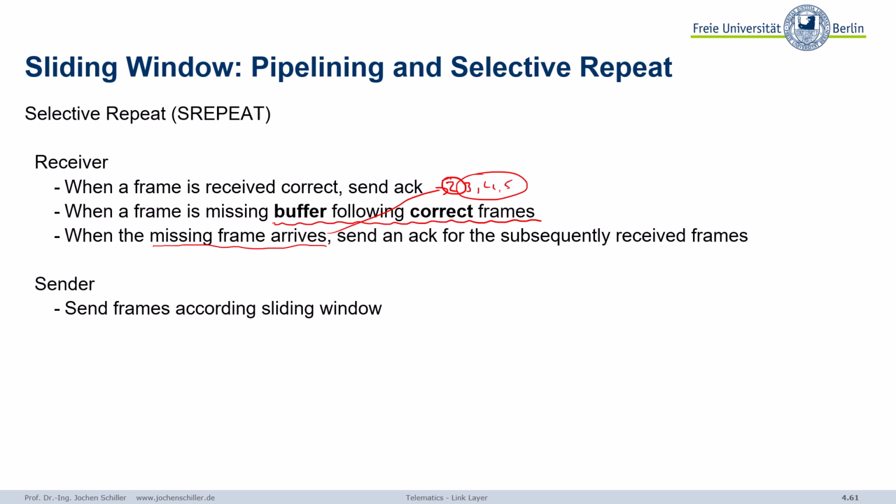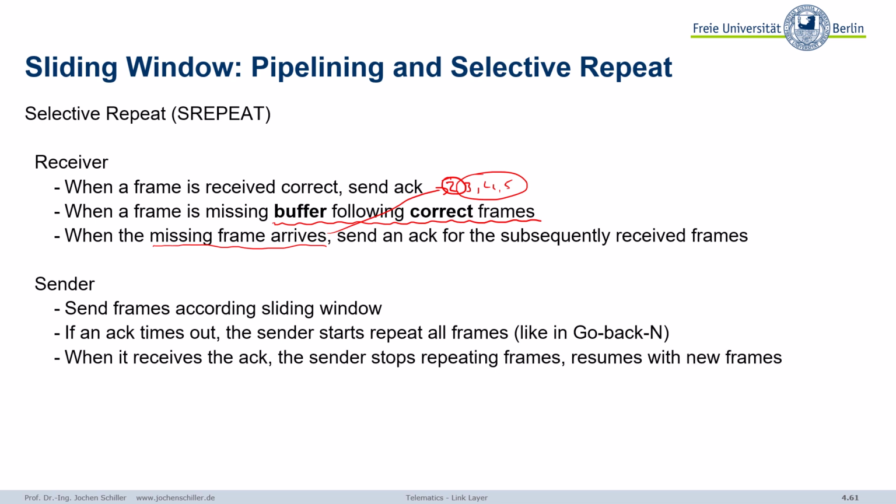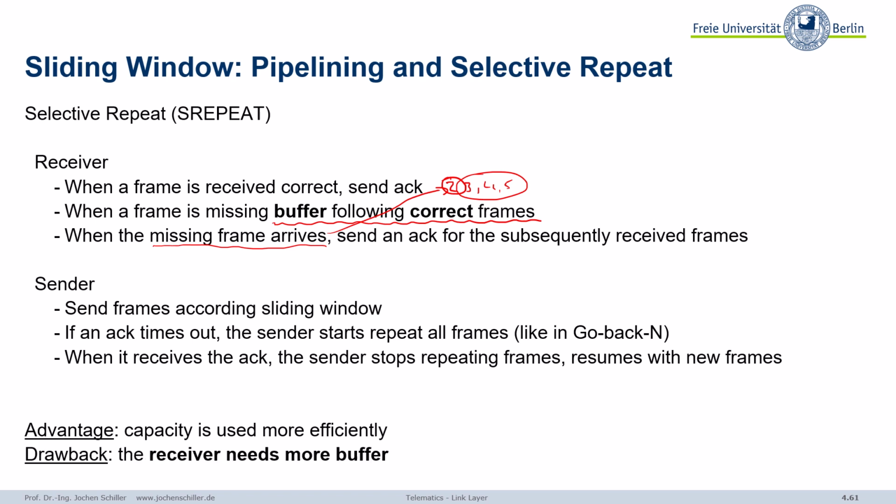And the sender uses our sliding window protocol. And in a very simple scheme, if you have an acknowledgement timeout, then you can repeat like go back N. But as soon as you receive the ACK, then you stop repeating. So it's still not perfect, but at least a bit better. As you see, we are a bit more efficient, but now the receiver needs a bit more buffer.